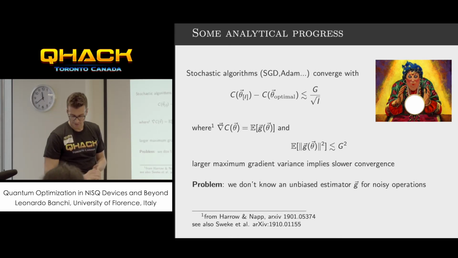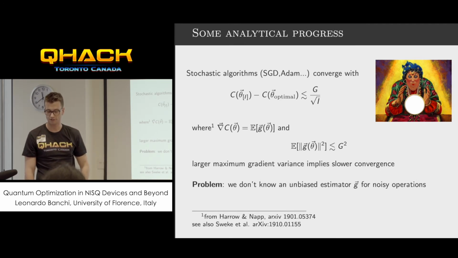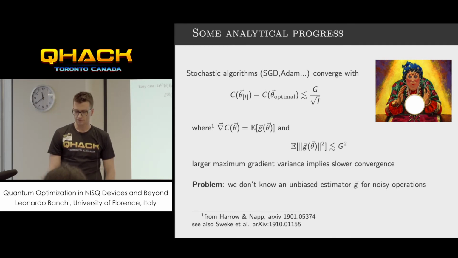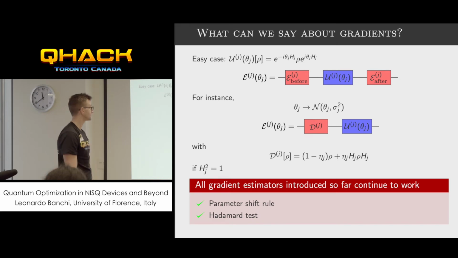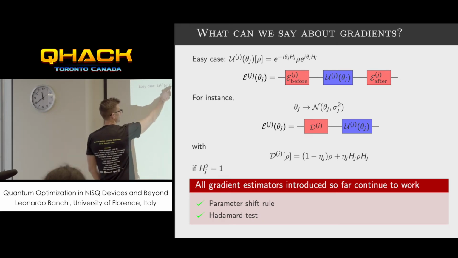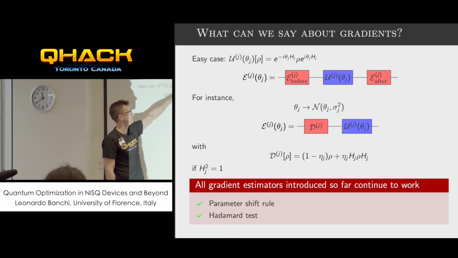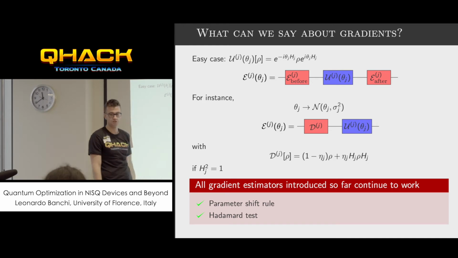Right, but then we have a problem. How do we get an unbiased estimator G for the gradient when we have noisy operations? Let me give you some examples. Suppose the ideal gate can be written like this: we have a parameter theta and some operator h_j.